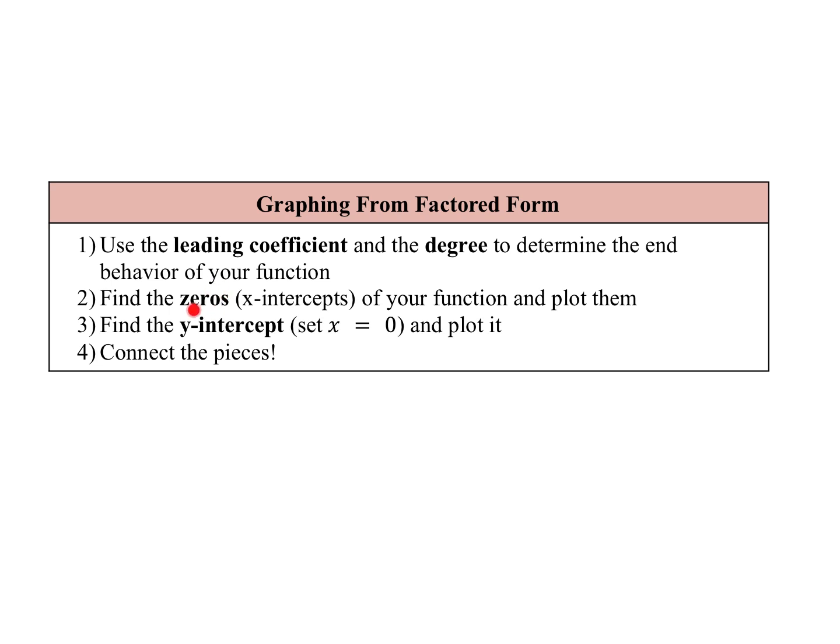Then we're going to find the zeros, which are the x-intercepts, and we plot them. And then we're going to find the y-intercept by setting x equal to 0, and we plot it. And then we're going to try to connect the pieces. And if we're able to connect the pieces, then it means that all of our characteristics are probably correct. And you will see that today we're doing very rough sketches, so I'm not going to scale the x or y axis at all. I'm simply going to label the intercepts.